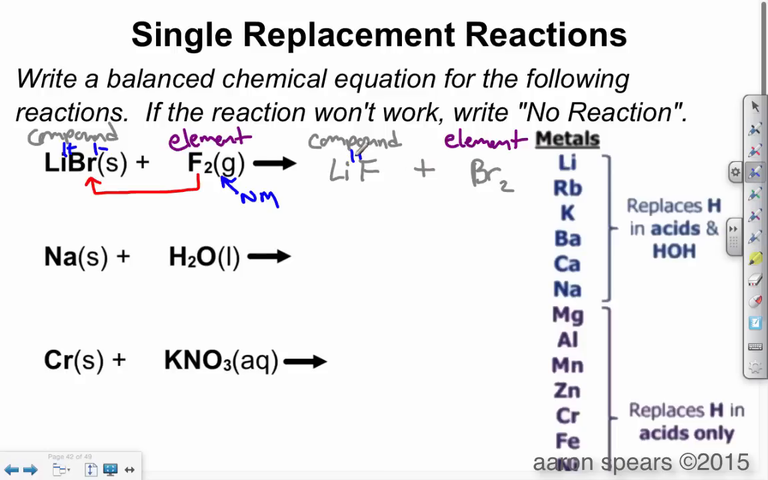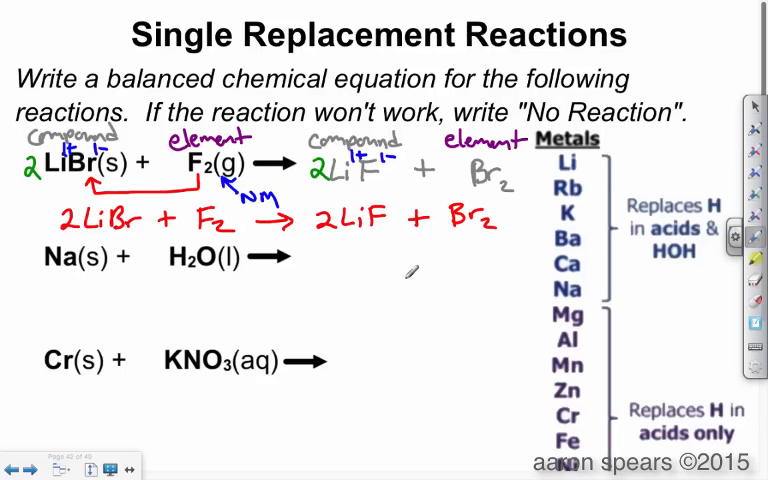Remember to pay attention to the charges of the ions to make sure that you have the new compound's formula written correctly. Lithium has a positive charge, fluorine a negative charge, and so LiF is the correct formula. And remember, bromine is a diatomic element when it's by itself, and so we write Br2. We want to make sure that these equations are balanced, and so a coefficient in front of the lithium bromide and a coefficient in front of the lithium fluoride will balance our equation.